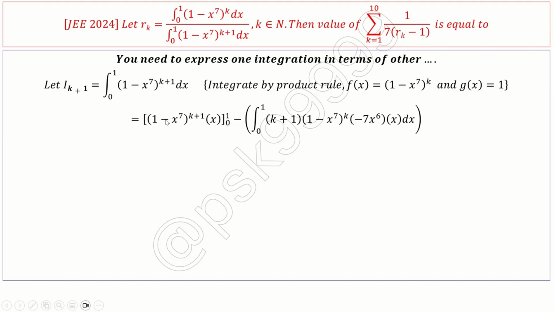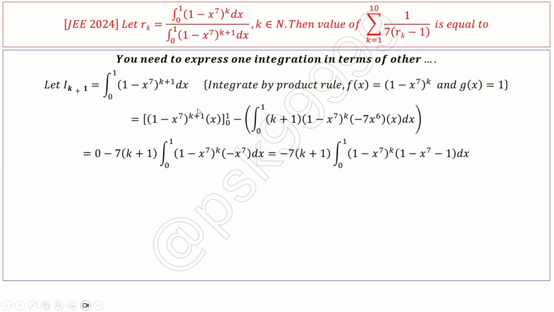First is f of x, so (1 minus x to the power of 7) whole to the power of k plus 1, times the integration of 1 which is x, with the limits 0 to 1, minus the integration from 0 to 1 of the differentiation of f of x, which is k plus 1 into (1 minus x to the power of 7) to the power of k, into the differentiation of minus x to the power of 7, which is minus 7 x to the power of 6, into the integration of 1 which is x. Carefully you do it.